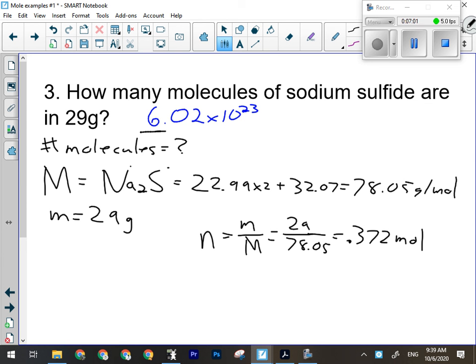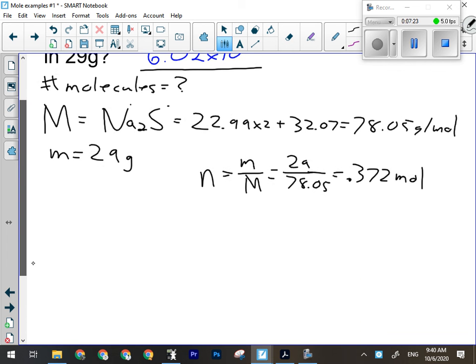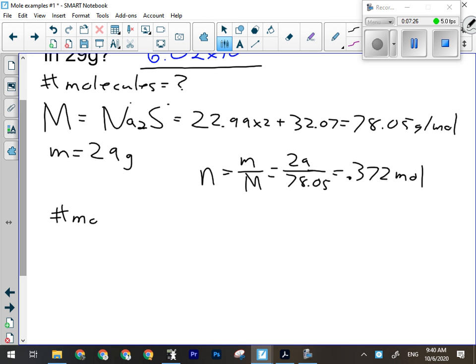So that's how many moles I have. This is how many molecules are in 1 mole. What do I do with those two numbers to get the number of molecules? Multiply them. If I have half a dozen eggs, I go 1/2 times 12 and I get 6. That's what we're doing here. We're taking 0.372 and multiplying by the number in 1 mole, and we're going to get our number of molecules. That's N times 6.02 times 10 to the 23, using all the decimals.